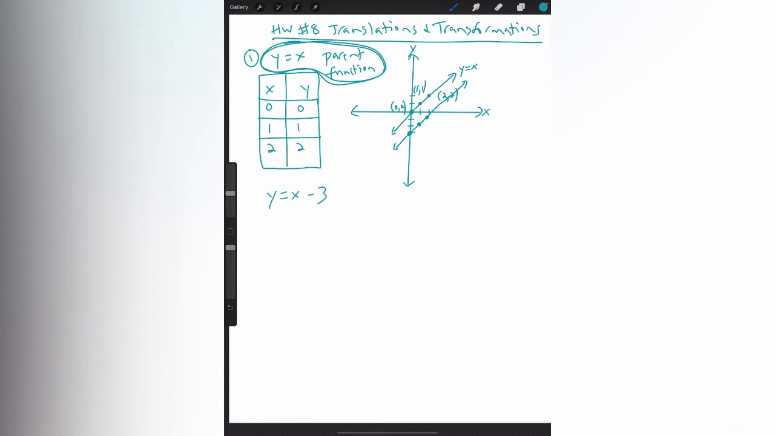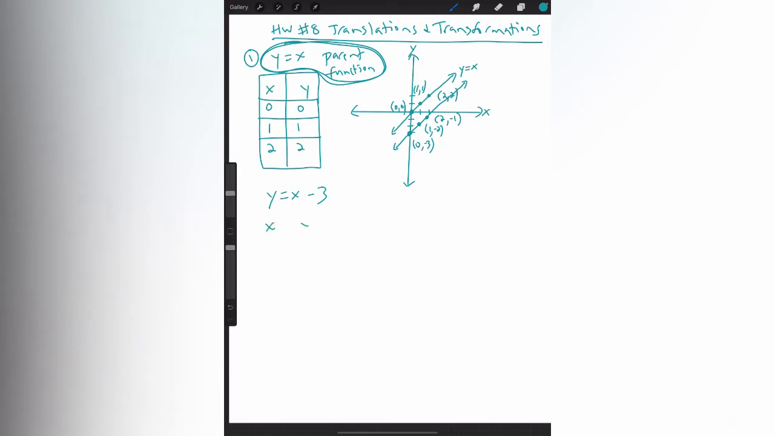Now check this out. If I were to look at this, this new point is 0, negative 3. This one is 1, negative 2. And this one is 2, negative 1. Now, I was able to graph this without even making a table. The way I was able to do that is knowing what the parent function looks like. I graphed my parent function right here, and then just subtracted 3 from each one of the values. Subtracted 3 and went down 3.